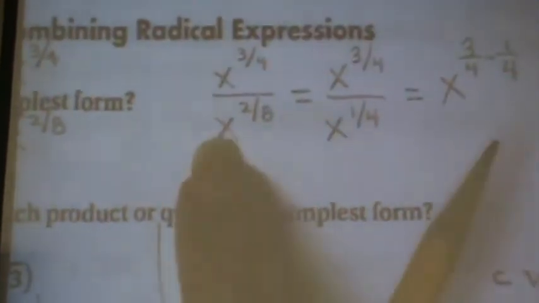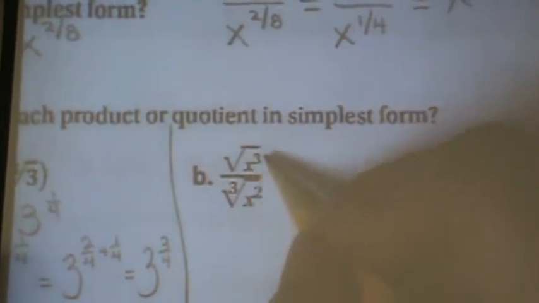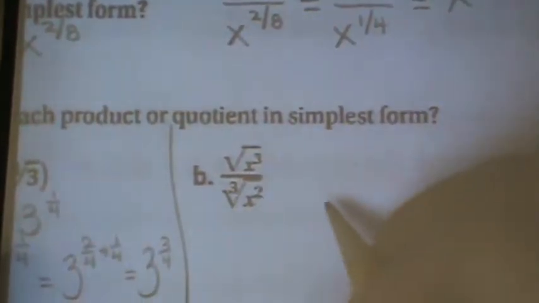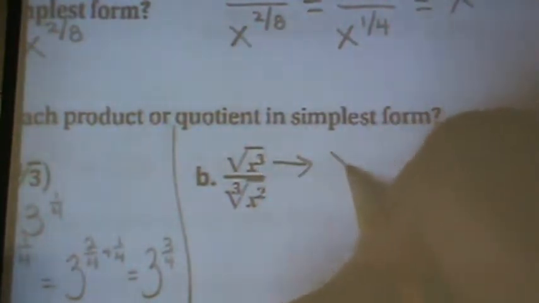Okay, let's see if you can do B. B is just like the one we did in the example up here. Can I cancel these out? And tell me why. No, because the indexes are not the same. So next step is to rename this. How are you gonna rename the square root of x cubed? X to 3 over what? 2, sorry. 3 halves power, good.